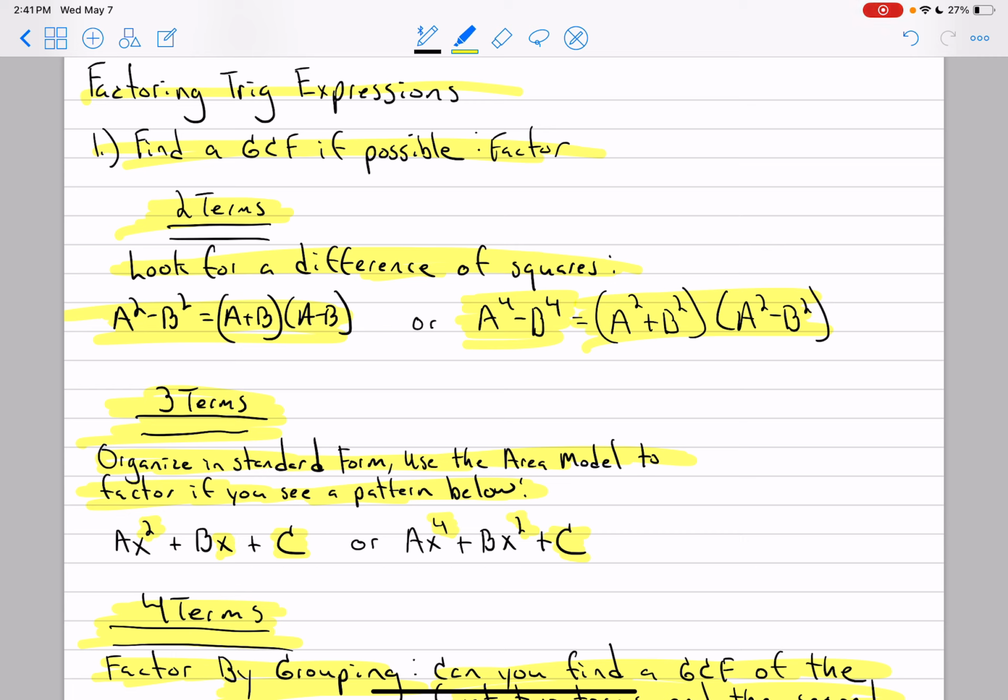So first, this is built off of factoring. And you might remember, always find a GCF if possible. If you can, factor it. After that, if you got two terms, look for a difference of squares: a squared minus b squared, or a to the fourth minus b to the fourth, because fourth is just a perfect square of a squared, okay? And we're going to talk about this.